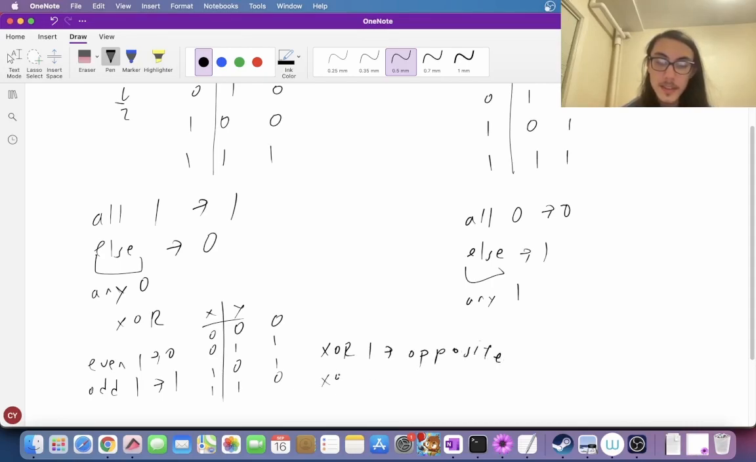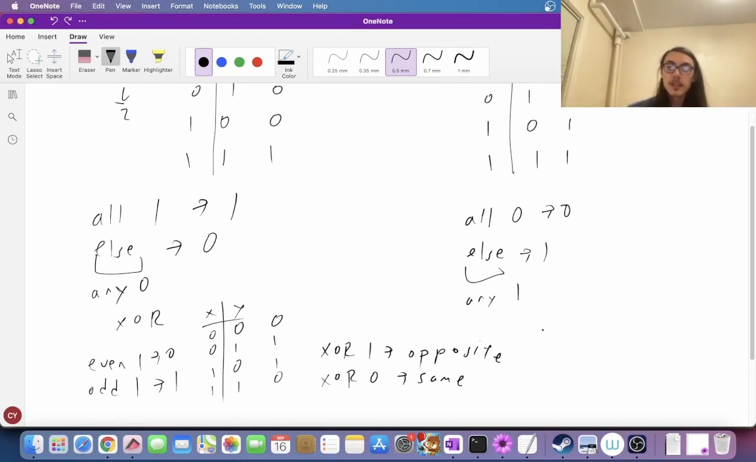And if something is XORed with 0, then it stays the same. This is something you can observe just by looking at the truth table. For example, everything that's XORed with 0, with y equals 0, stays the same, and with 1, it becomes the opposite.